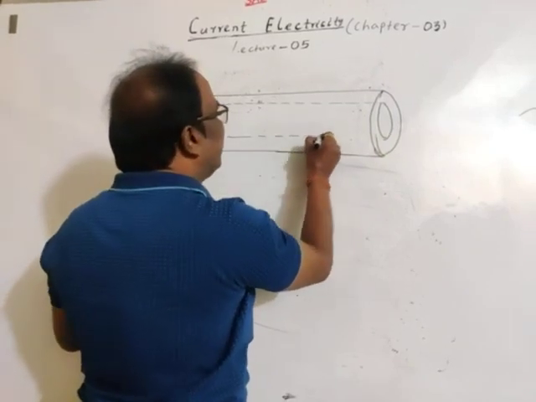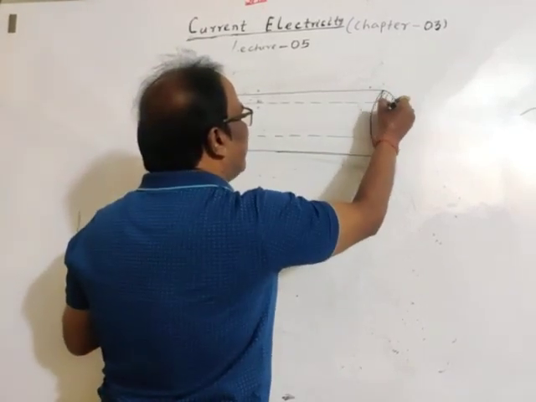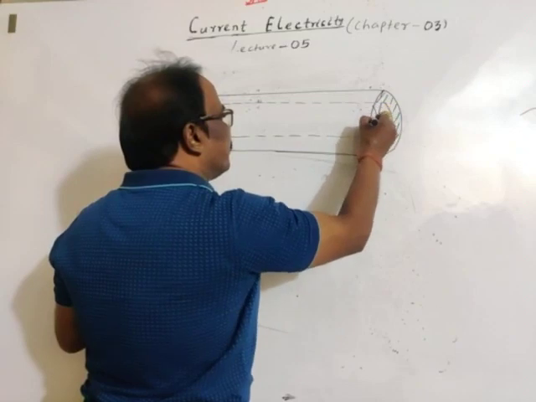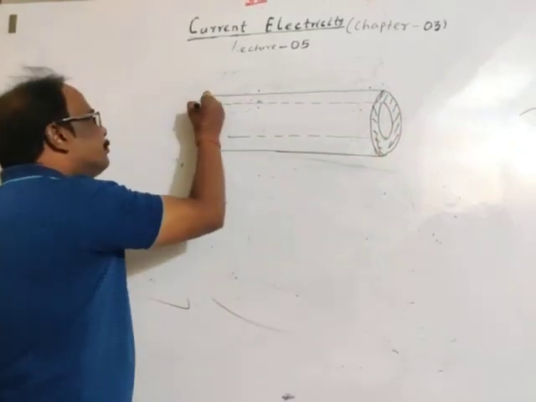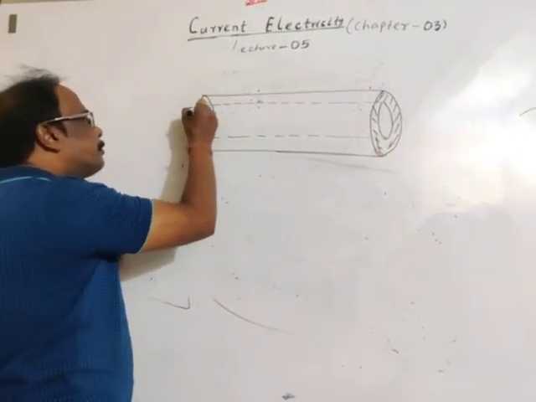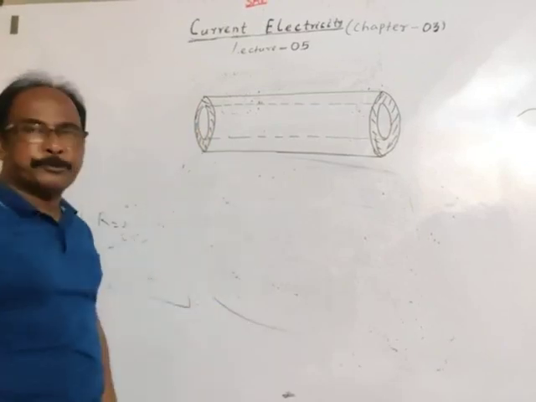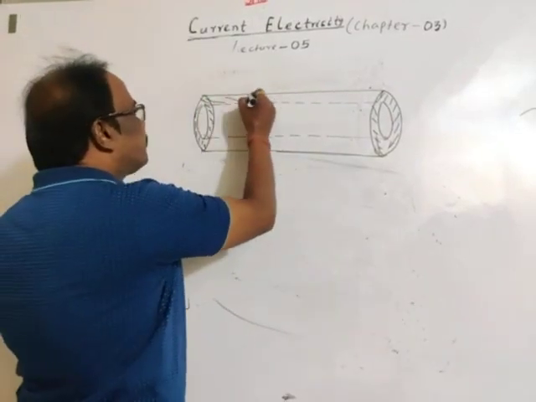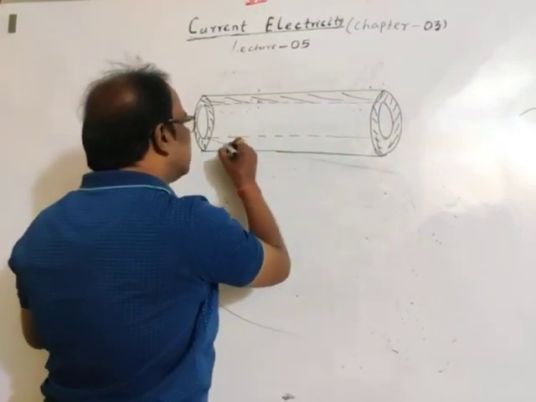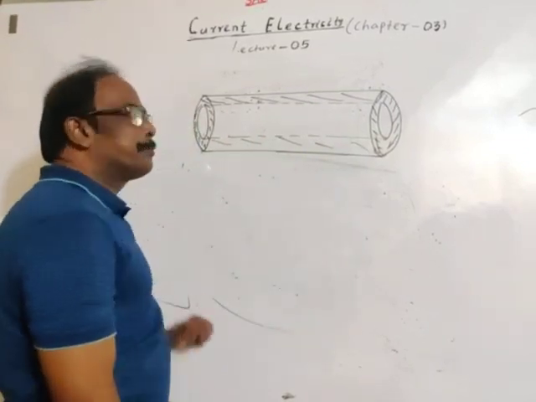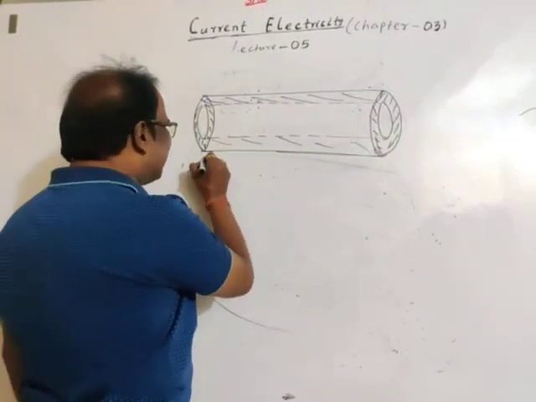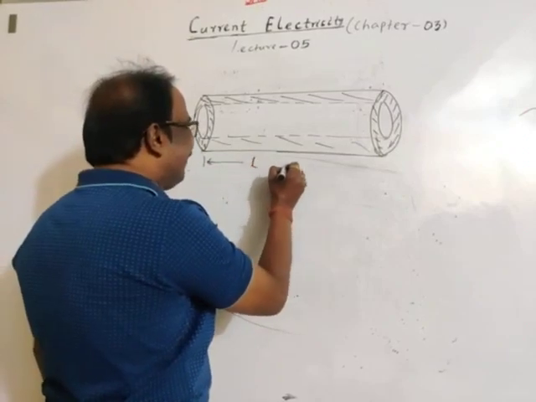This is a hollow cylindrical conductor. These are the solid parts. These are the solid parts. This is also solid. Okay. So its length is L.